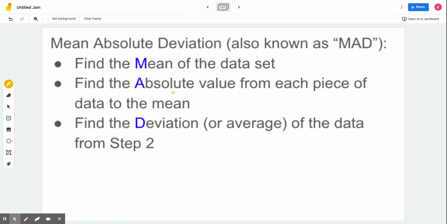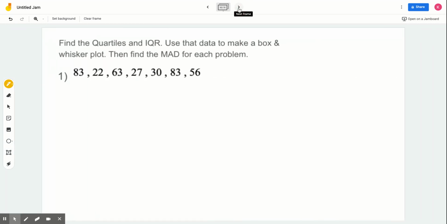Remember that distance is always positive. That's why we say the absolute value. Then we take all of those absolute values and average them. Let's take a look at a couple examples.